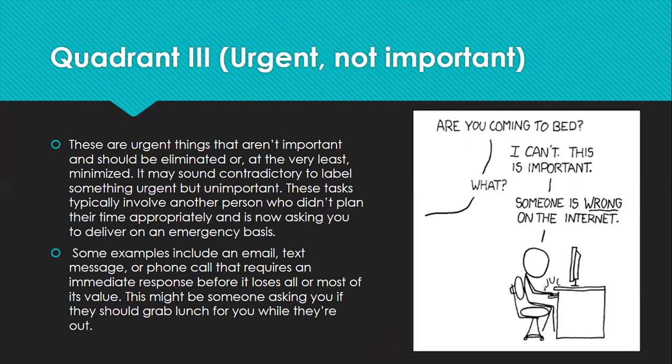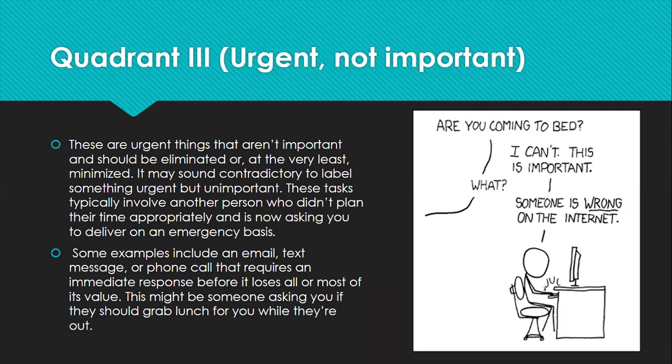If you do it 2 days later, it will lose its importance. So that's why it's urgent. Well, but why is it not important? Because it doesn't help you to develop somehow. These tasks typically involve another person who didn't plan their time appropriately and is now asking you to deliver on an emergency basis. Some examples include an email, text message, or phone call that requires an immediate response before it loses all or most of its value.